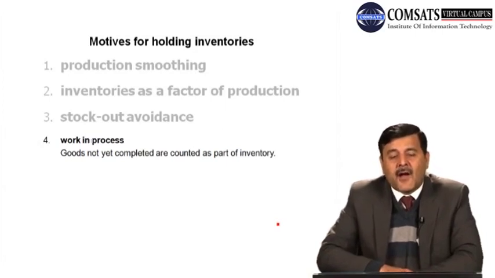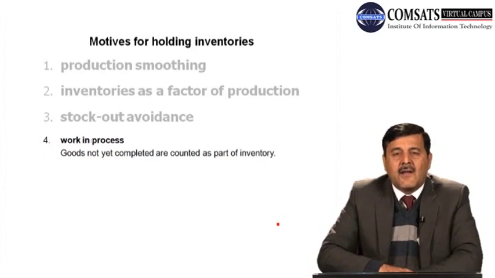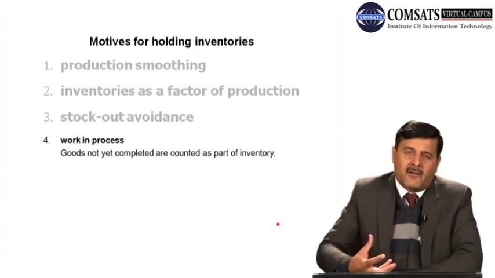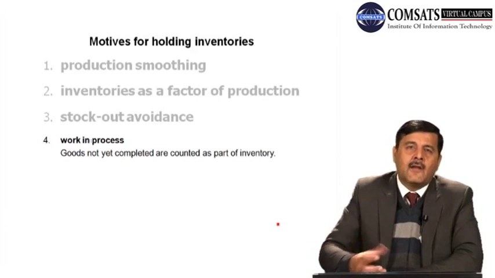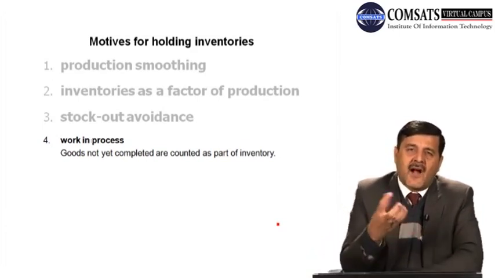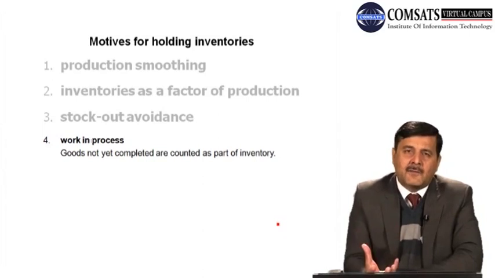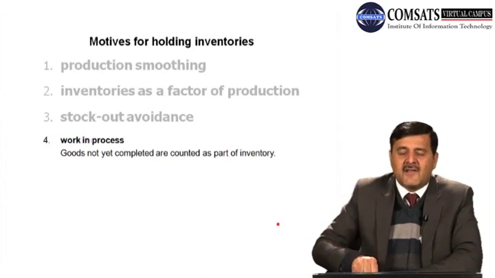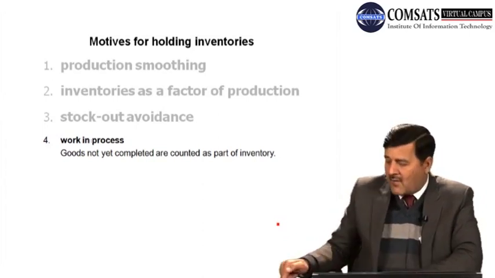Fourth is work in progress. Goods not yet completed are counted as a part of inventory. Sometimes when production is in process and you have not yet produced final goods and supplied them in the market, you can count them as a part of inventory, right? When the work is in progress, goods being produced in the production process, you can count these goods as a part of inventories, right? So this is another motive of holding inventories.